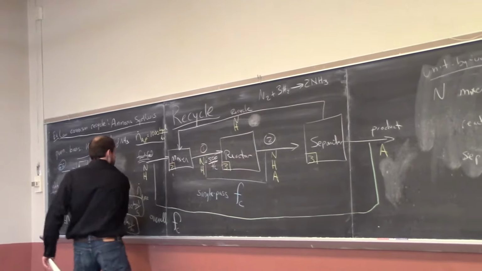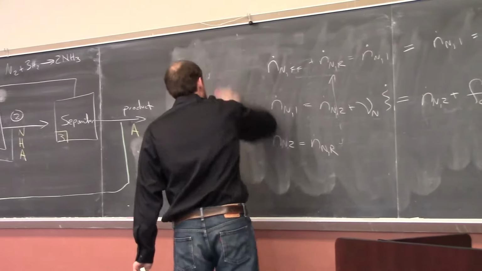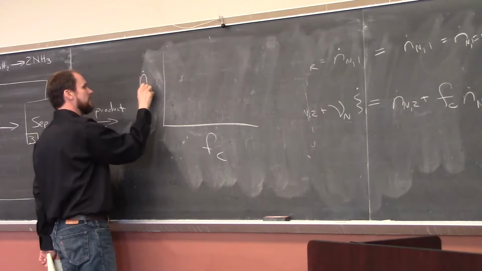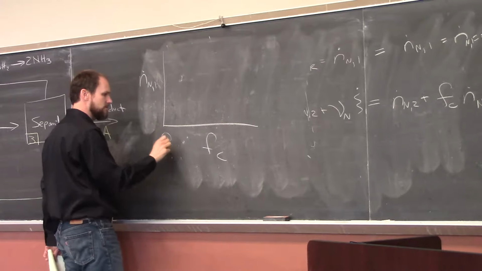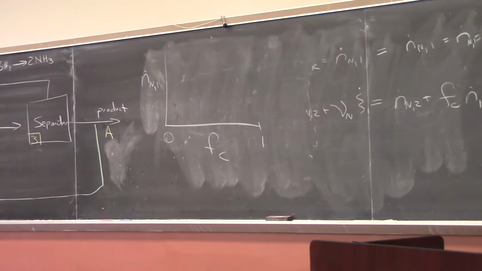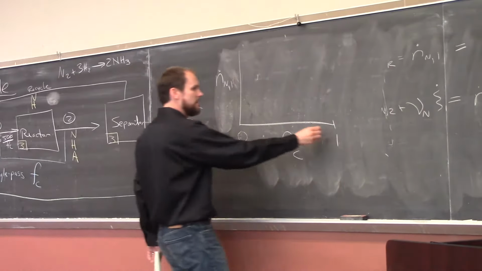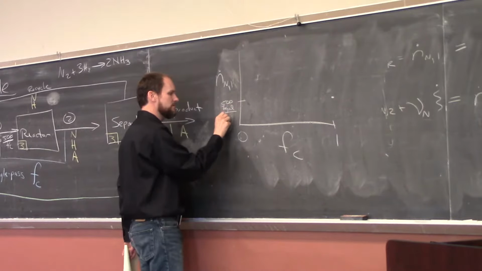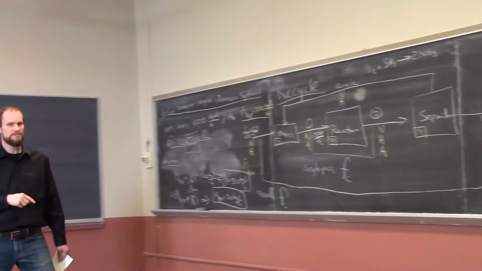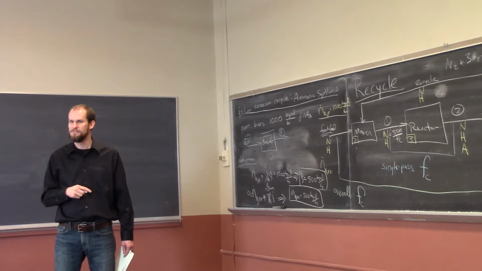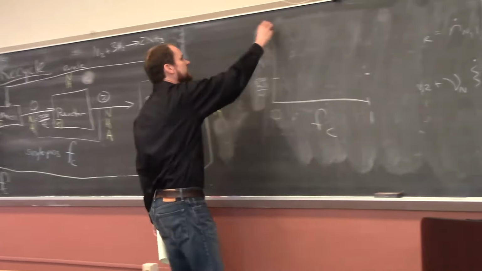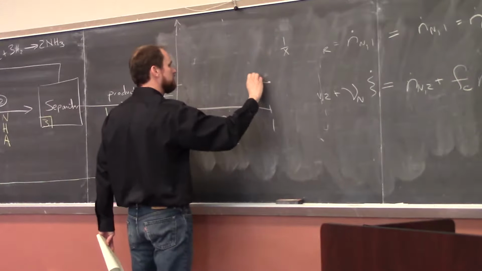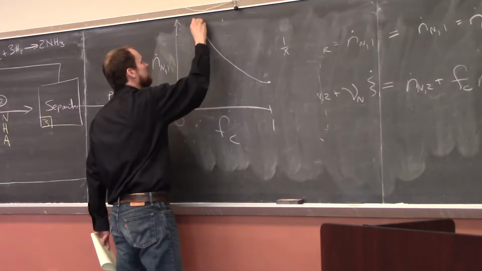Let's see if we can understand that. Does that make sense physically? Fractional conversion goes from 0 to 1. If fractional conversion is 1, then N dot of fresh feed is 500 kilogram moles per hour. As fractional conversion goes to 0, what's N dot 1? It's infinite. And in between, this looks like 1 over x, right? Something like that.